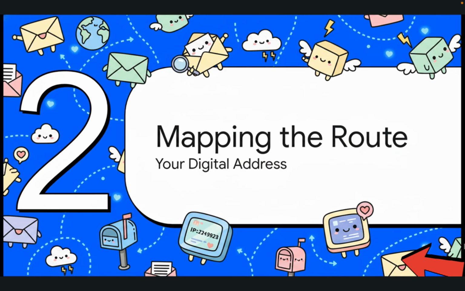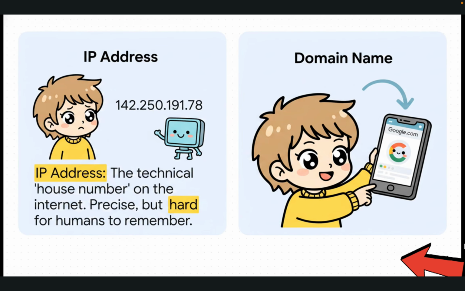Okay, so just like a real-world package, every single bit of data needs a crystal clear address. Otherwise, how would it ever find its way through this massive, massive system? You know, on the internet, we basically got two kinds of addresses. On one side, you've got the IP address. This is that long string of numbers. Think of it as the super precise technical GPS coordinate for any location online. It's perfect for computers, but for us humans, yeah, not so much.